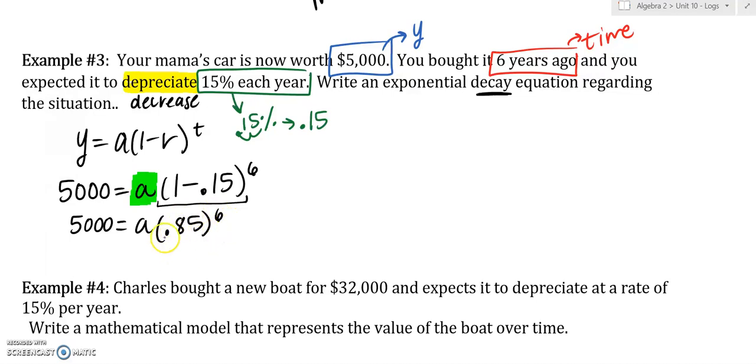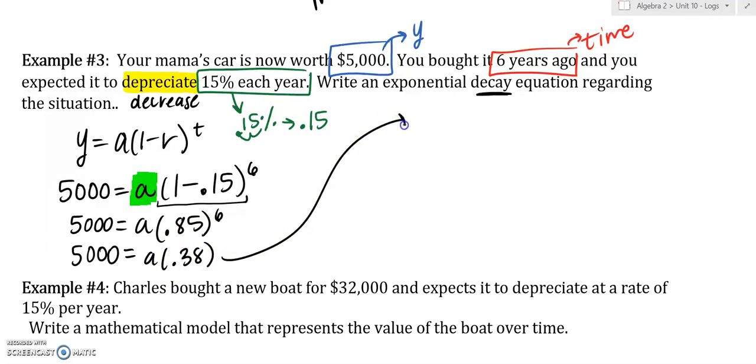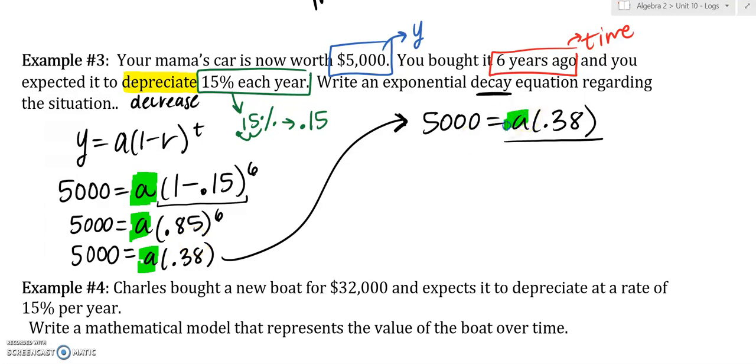And in my calculator, I'm going to take 0.85 raised to the 6th power. Let the calculator do that for you. And when I plug that in, I get 0.38. Running out of space. I'm going to move it up here. I have 5,000 is equal to A times 0.38. I want to get A by itself, so I'm going to divide both sides by 0.38. And when I divide those, I will get A is equal to 13.157.